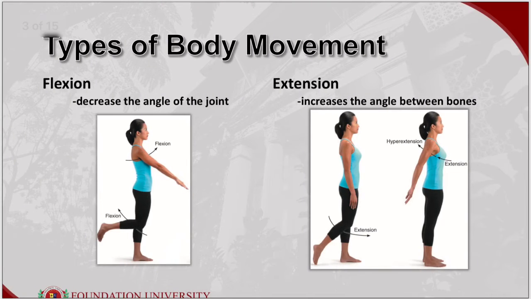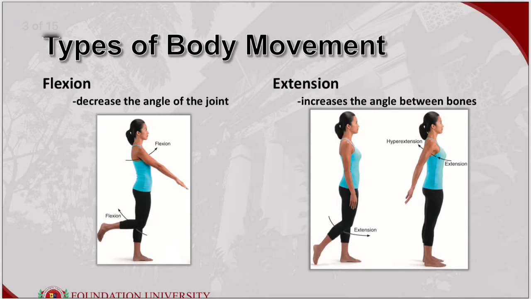Now, we will discuss the most common types of body movements. The first one is flexion, which decreases the angle of the joint, or bending. This type of movement brings the two bones together. This is an example of flexion: the woman lifts her feet at the back, where the bones almost meet.